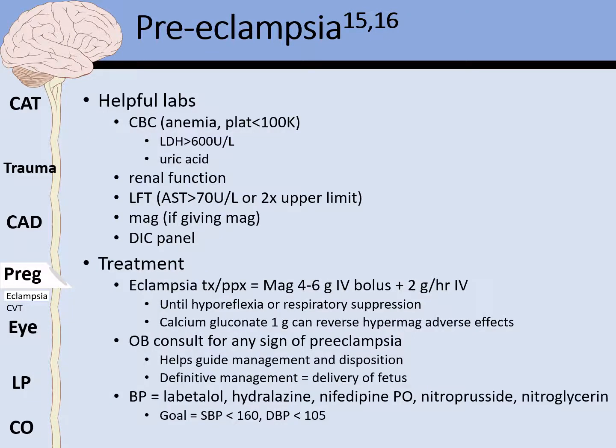As just discussed, in HELLP syndrome, these are labs that can be helpful in characterizing preeclampsia. The initial treatment of eclampsia is high doses of magnesium. Therefore, a baseline magnesium level is important. The dose is typically 4 to 6 grams IV bolus and then 2 grams per hour, and can be stopped when there is a loss of reflexes or respiratory suppression. Calcium can be used to reverse hypermagnesemia.